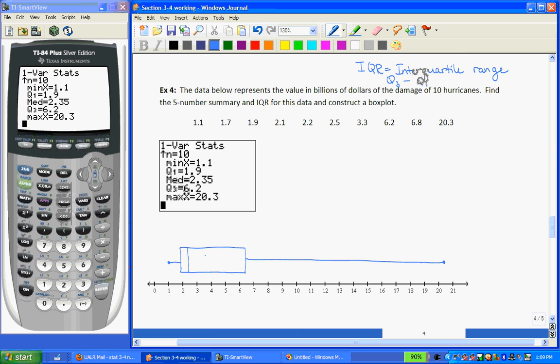If you notice, that 20.3 is really pulling us way out to the right. And we might even think of that as an outlier because it's so different from all the other values that we have. And the last thing we're supposed to do is the interquartile range, which is Q3 minus Q1, or in this case would be 6.2 minus 1.9, or 4.3. So that tells us how wide the range is for that middle 50%.